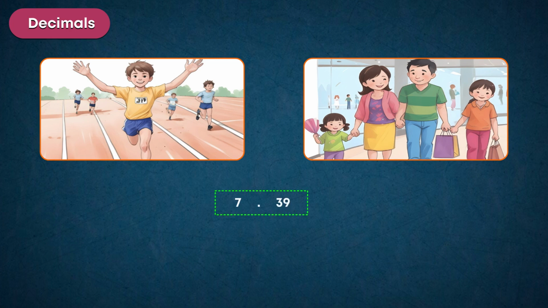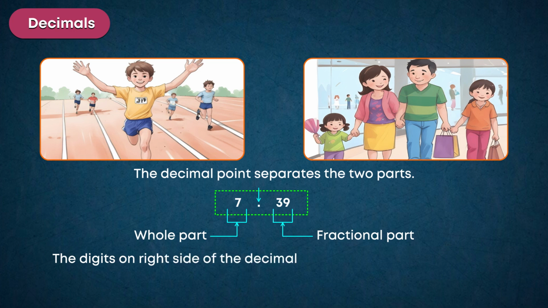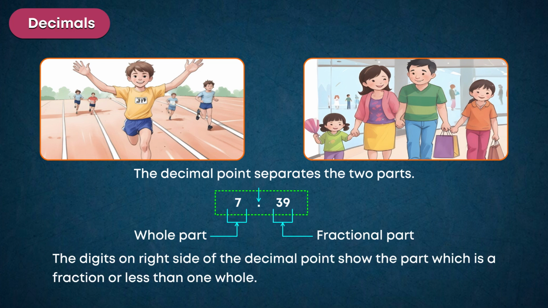7.39. The decimal point separates the two parts: the whole part and the fractional part. The digits on the right side of the decimal point show the part which is a fraction, or less than one whole. It is called the fractional part.